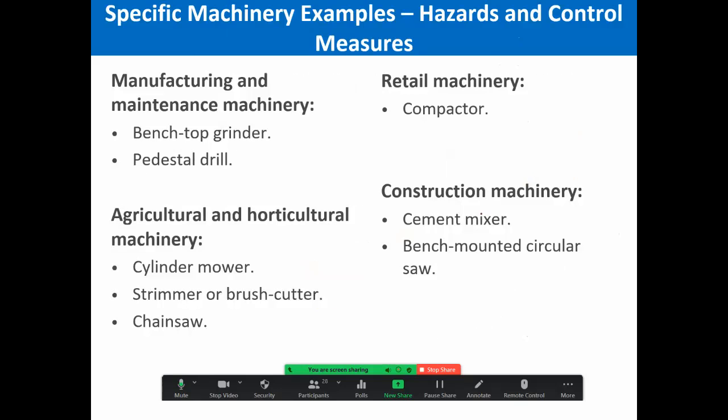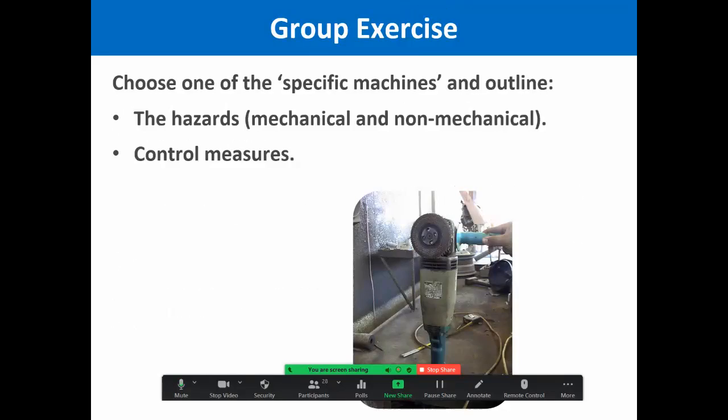Okay, so here are some specific machinery examples of their hazards and controls. Manufacturing and maintenance machinery: bench top grinder and pedestal drill. These are common manufacturing and maintenance machinery. Agriculture and horticultural machinery: cylinder mower, trimmer, bush cutter, chainsaw. All of these are in use as well. Then retail machinery, compactors are used. Construction machinery, cement mixer and bench mounted circular saw are also used.